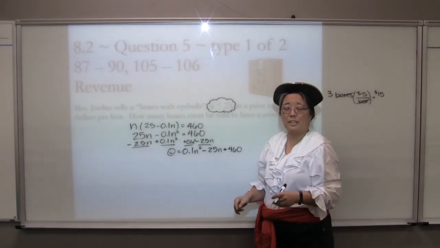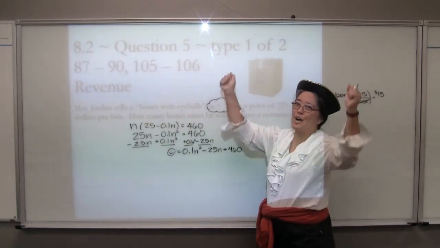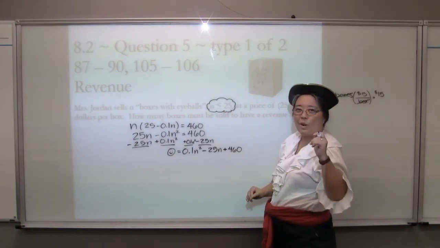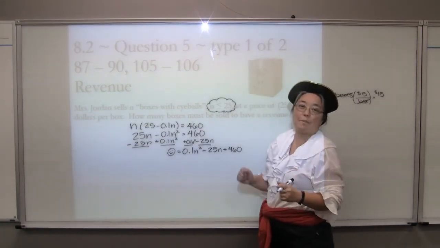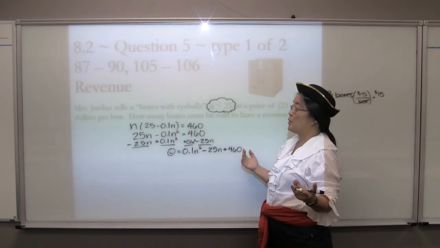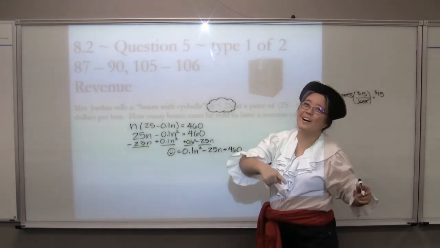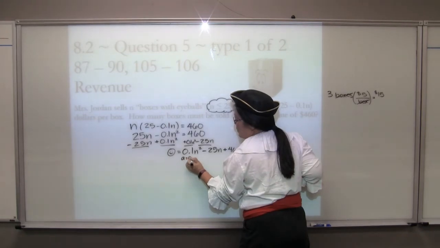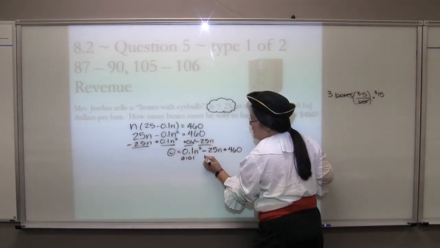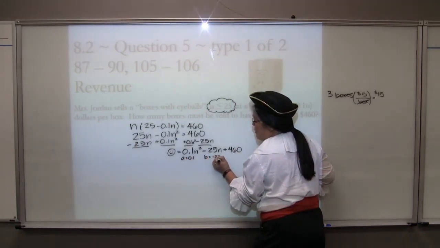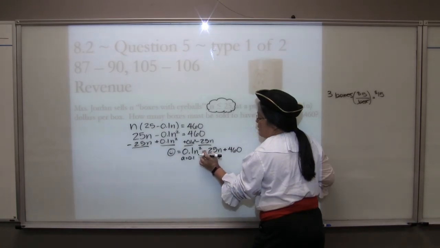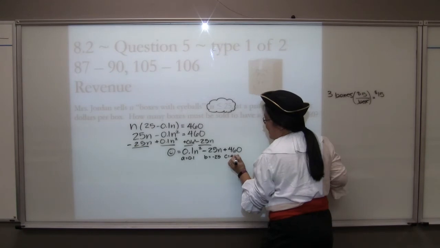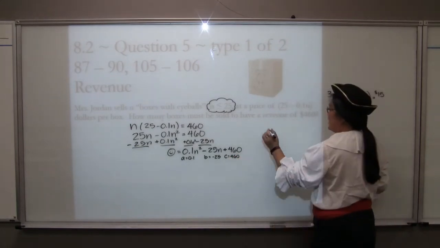I don't know about you, I don't want to factor that, because it has a decimal in it. Now, some of you might be like, I can do it! Folks, you could. But what section are we in? We're in Chapter 8, Section 2. What is Chapter 8, Section 2 about? The quadratic equation. So, what is A? A is 0.1. What is B? B is negative 25. Remember that the number grabs onto the sign right in front of it, and C is 460.